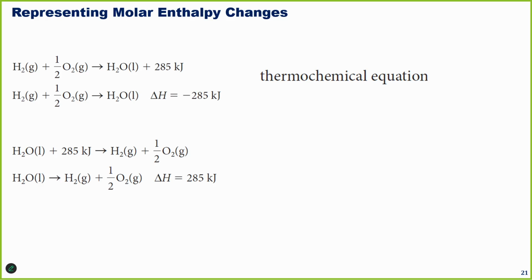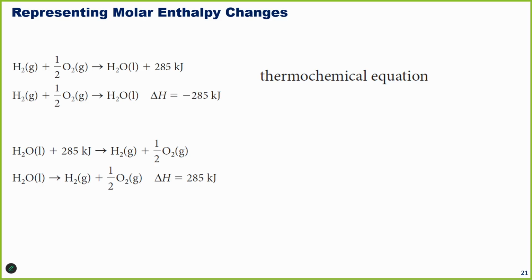And now consider the reverse of this synthesis reaction. Electricity can be used to decompose water into its elements. For this reaction to occur, water must absorb 285 kilojoules per mole of energy. This reaction can be represented by the following two thermochemical equations, which is illustrated on the bottom.